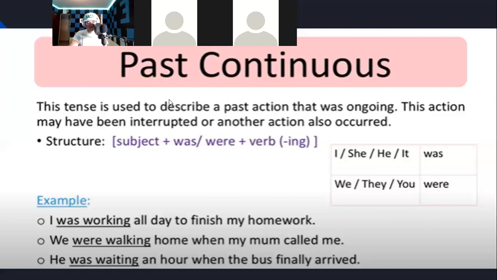This tense is used to describe a past action that was ongoing. Something was happening in the past. This action may have been interrupted, or another action also occurred. So something was happening, but then it stopped happening, or another action started to happen.